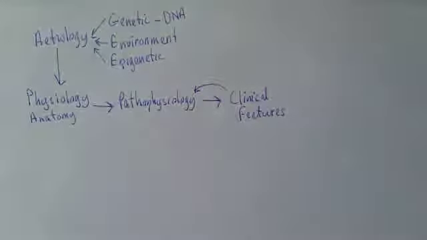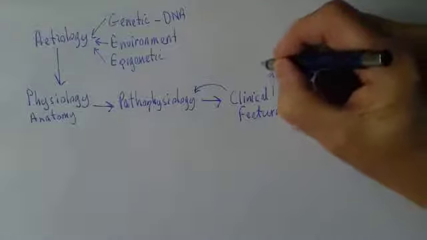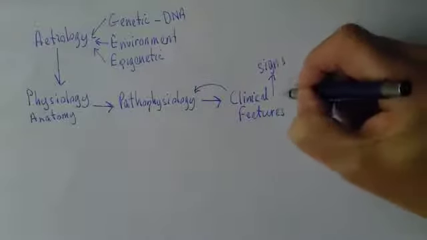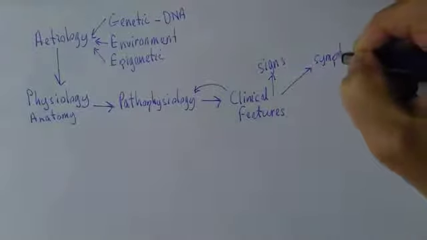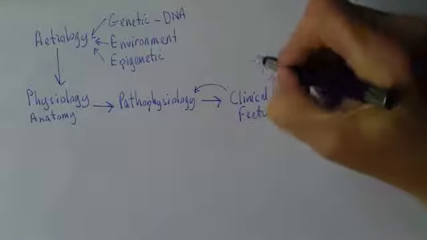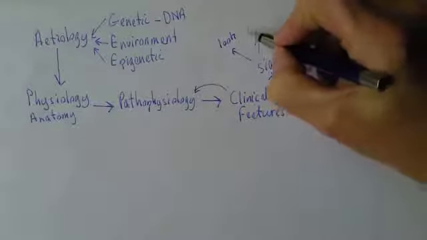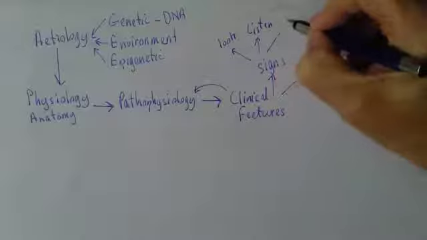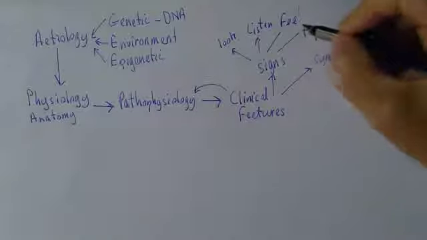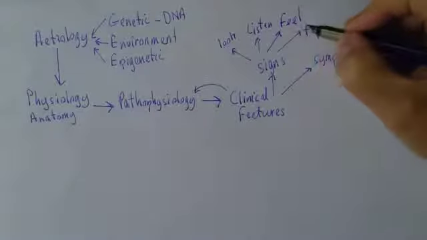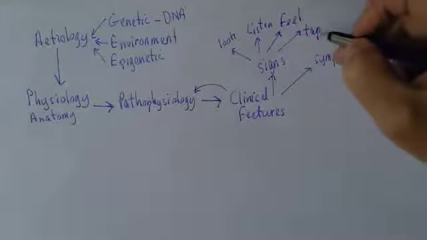Now, how do we know what clinical features have occurred? Well, there can be signs or there can be symptoms. Now, a sign is something physical that you see. So if you want to know if there's a sign, you would look. Or you would listen, or you would feel, or you would tap. These are the classic methods of investigation of clinical signs: observation, auscultation, palpation, and percussion.